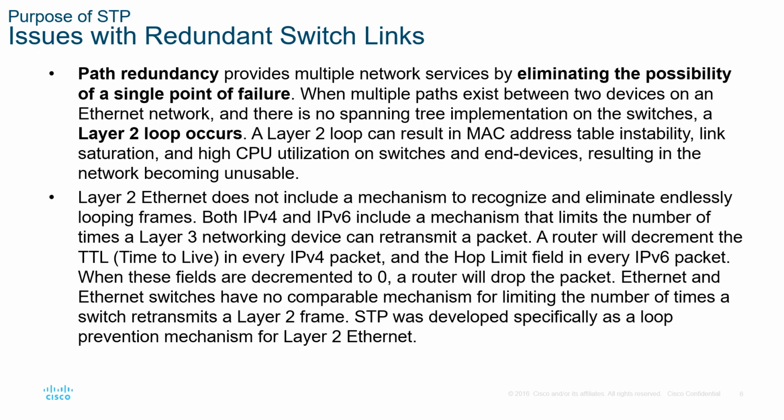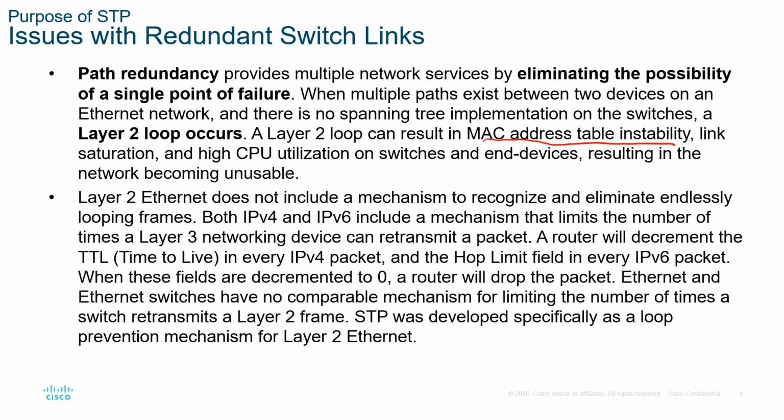A layer 2 loop could result in MAC address table instability because the switches keep adding and learning MAC addresses into their MAC address tables. There will also be link saturation and high CPU utilization because the flooded frames would loop for an indefinite period of time in the network. Basically, layer 2 Ethernet does not include a mechanism to recognize and eliminate endless looping frames.